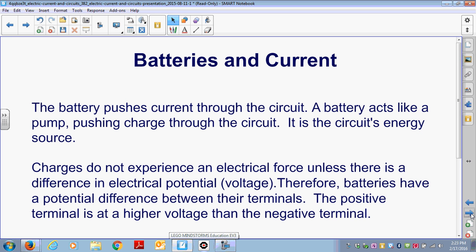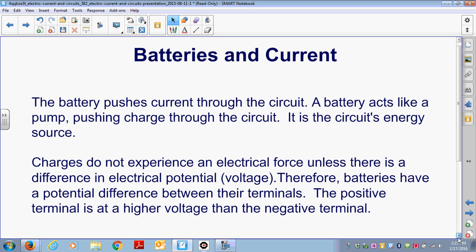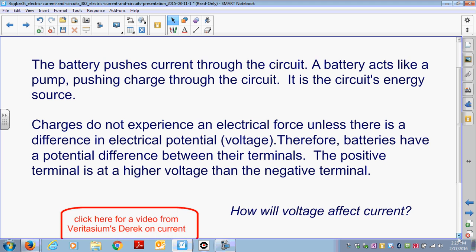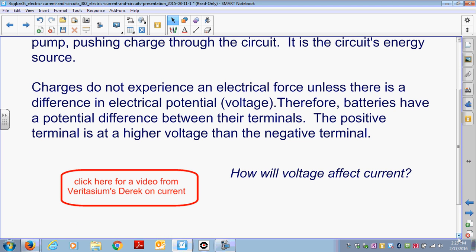The battery pushes current through the circuit. A battery acts like a pump, pushing charge through the circuit. It is the circuit's energy source. Charges do not experience an external force unless there is a difference in electric potential, what we call voltage. Therefore, batteries have a potential difference between their terminals. The positive terminal is at a higher voltage than the negative terminal. How will voltage affect current?